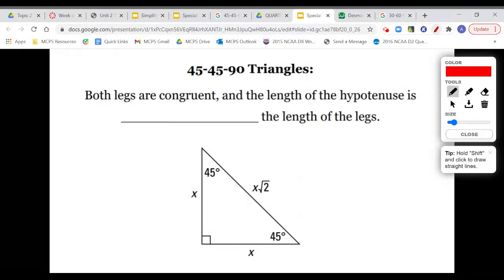So with 45, 45, 90 triangles, both legs are congruent, so both legs will always be the same, and the length of the hypotenuse is the square root of 2 times whatever the length of the legs are. Right? So you take the length of your leg, in this case it's x, you multiply it by the square root of 2. Regardless of what the leg is, you'll always just multiply it by the square root of 2. Like in the last example where the leg was 8, so our hypotenuse was 8 root 2.